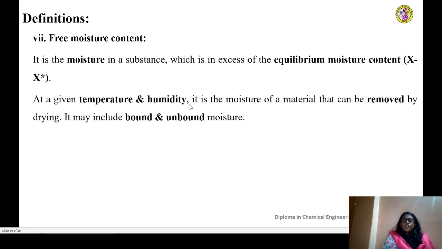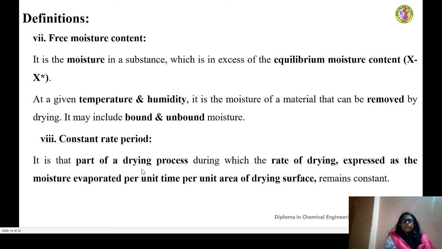So at a given temperature and humidity, it is that moisture of the material that can be removed by drying. It may include both bound and unbound moisture. It is also important that the removal of bound moisture is difficult compared to the removal of unbound moisture. Okay. So this we will learn again in the next class, where we are going to discuss the equilibrium in a drying operation.